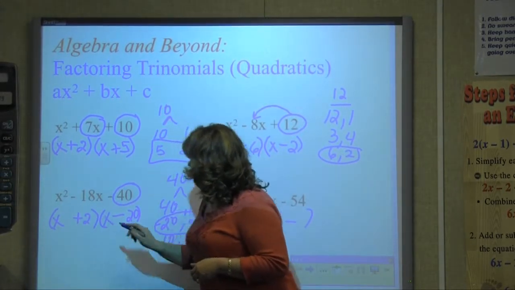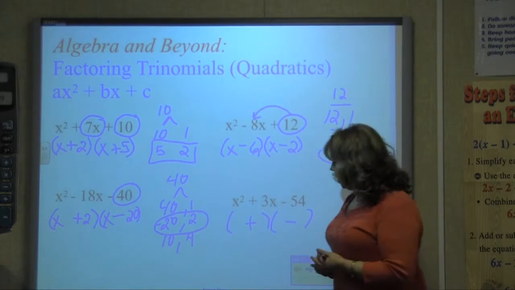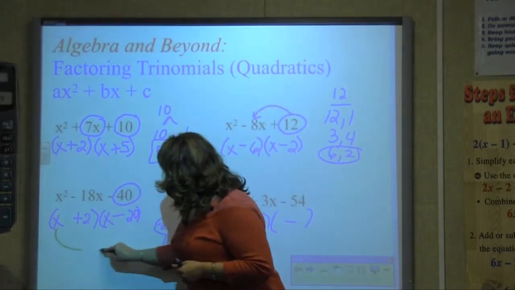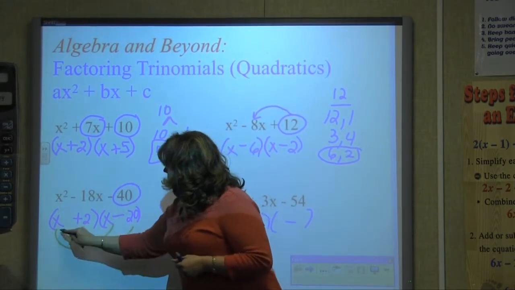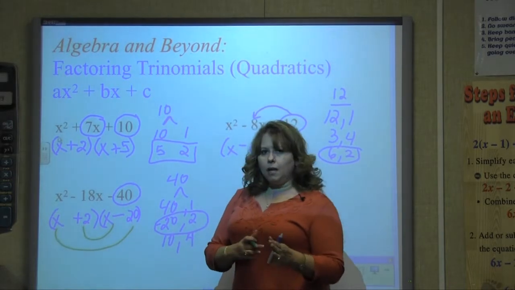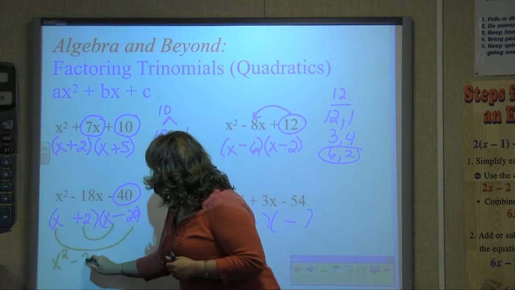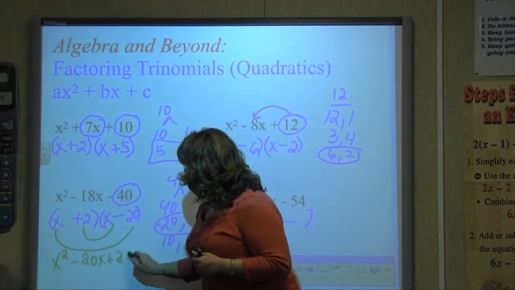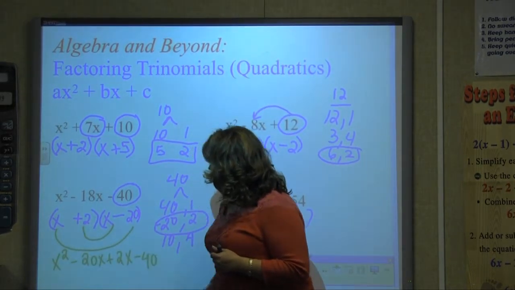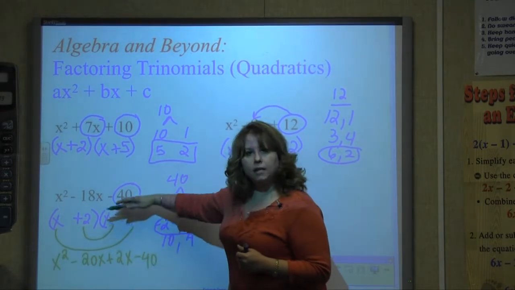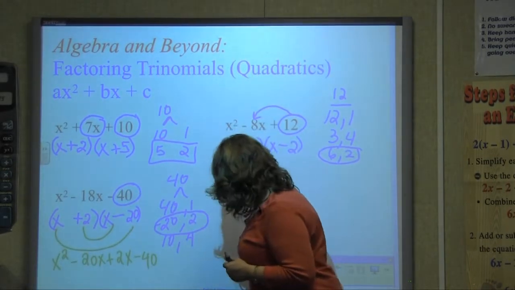My x squared breaks up to be x and x. Now remember, you can FOIL this out. Do your first, inner, outer, last multiplication to see that it works. We get x squared minus 20x plus 2x minus 40, which when simplified gives us the original result.